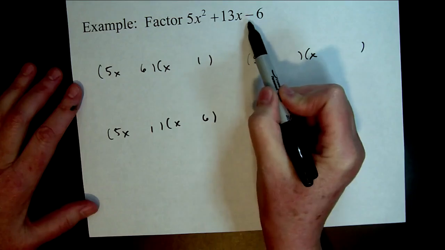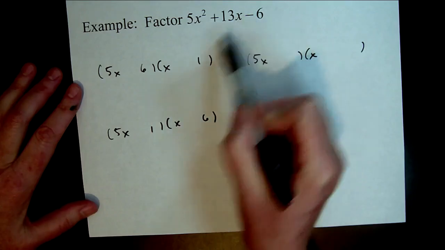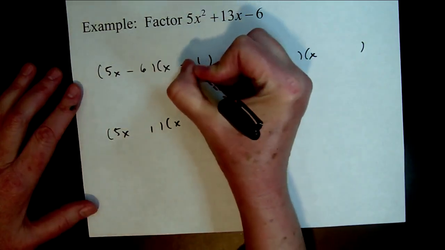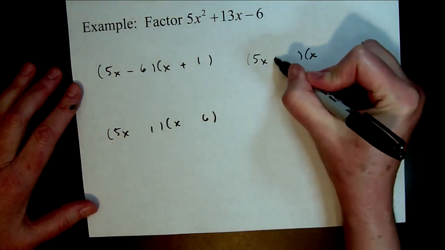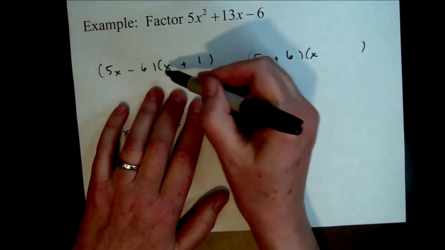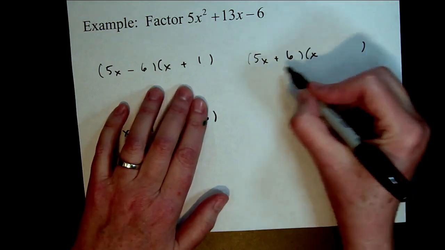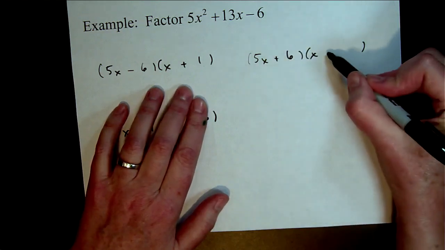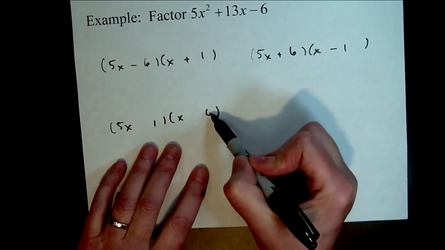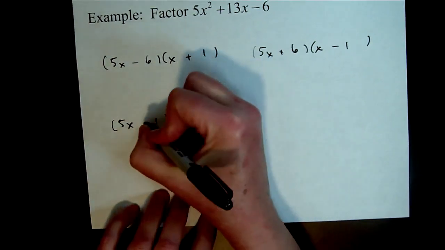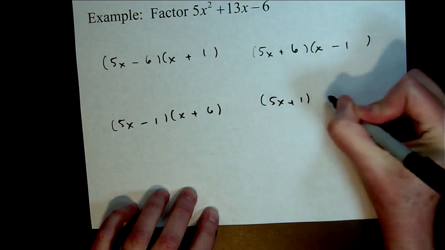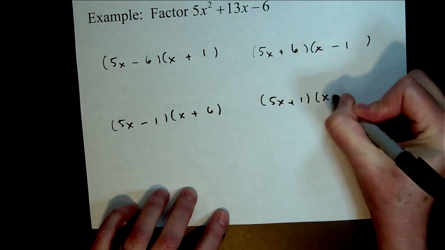Now, in order to have the 6 be negative, though, I need one of the factors to be positive and one negative. So minus, plus, or plus, minus, and you'll get a different middle term if the signs are in the opposite order. So 5x minus 6 times x plus 1 is going to give you a different middle term than 5x plus 6, x minus 1. And then we'll also have a different middle term if I swap the 1 and the 6. So I could have a minus and a plus, or I could have a plus and a minus 6.